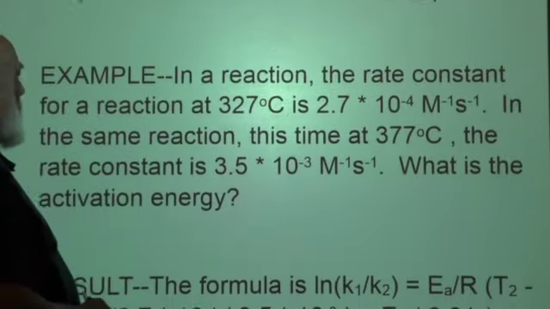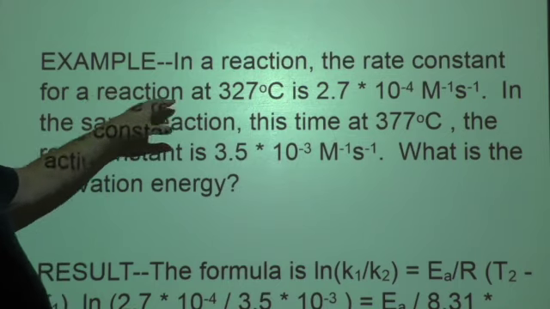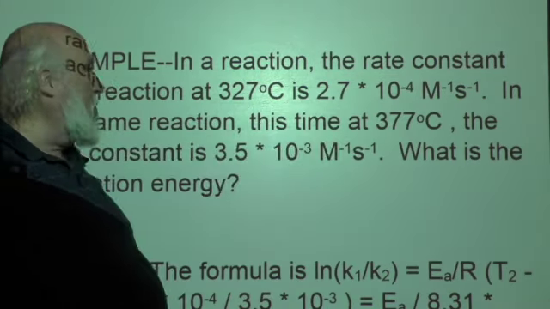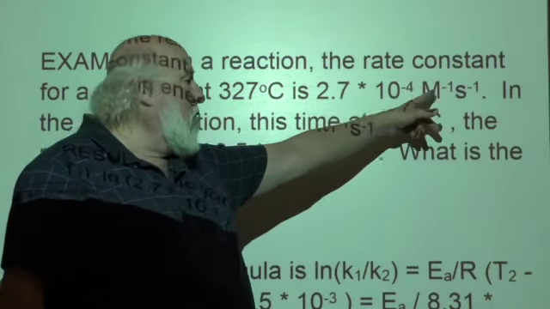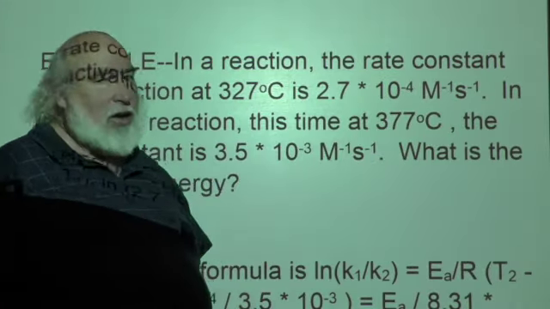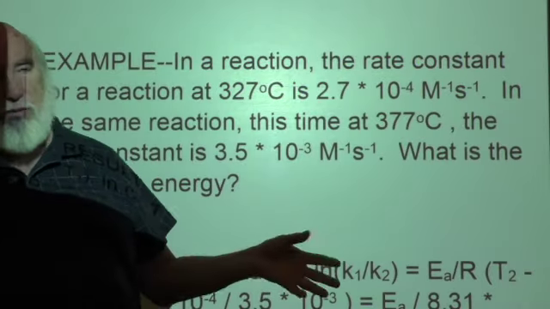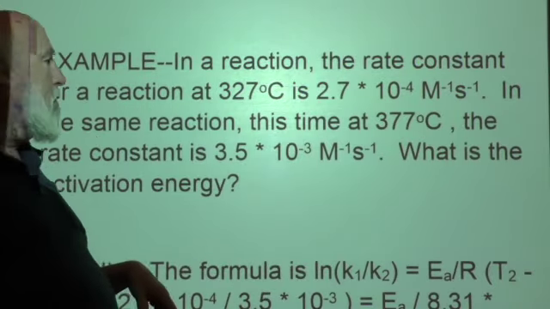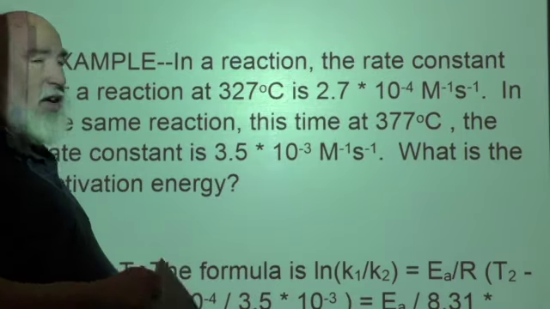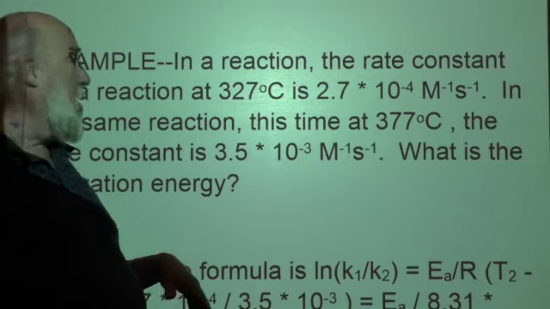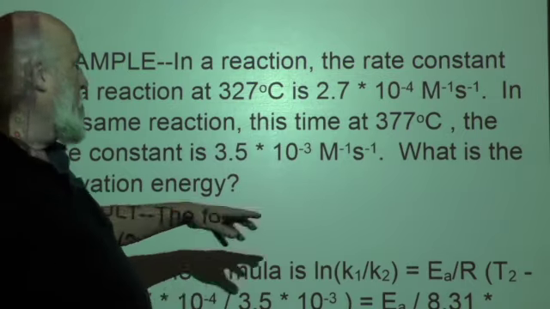In this example, the rate constant for a reaction at 327 degrees Celsius is 2.7 times 10 to the negative 4 moles per liter, negative 1 second, negative 1. Now this is telling us it's a second order reaction. We never really dealt with that except for one time, and it's really not important in this problem. It doesn't make a difference what order the reaction is, it's still going to work the same. So no worries about that.